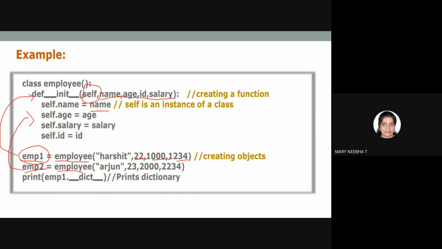Now we want to print the values. So how to print the values? Print of emp1 dot dictionary, because this is a dictionary. We know that a parenthesis separated by comma means it's a dictionary. So we just use emp1 dot underscore underscore dict underscore underscore. It will print the values.